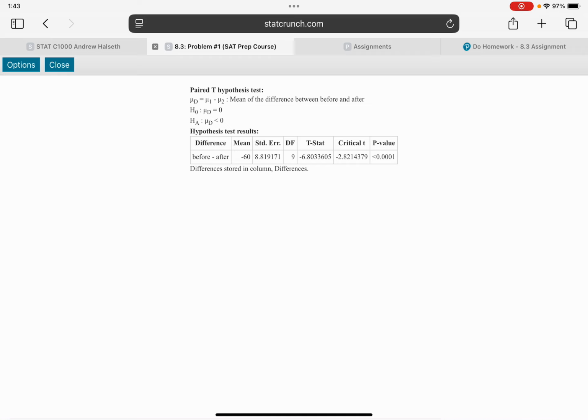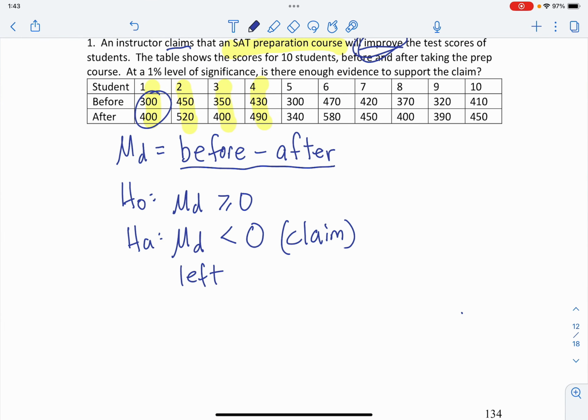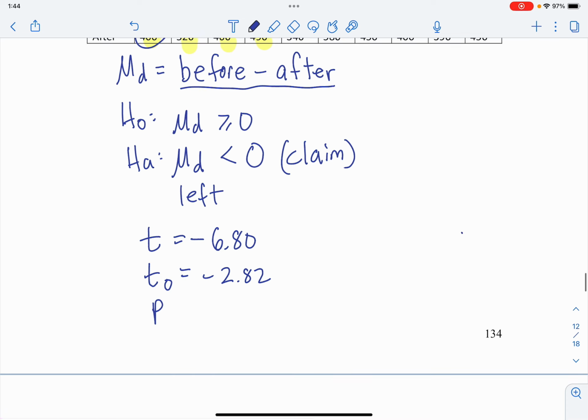So I can jot those down on my handout. We had the test statistic as negative 6.80, the critical value, t sub 0, negative 2.82, and the p-value was just super small, less than 0.0001.